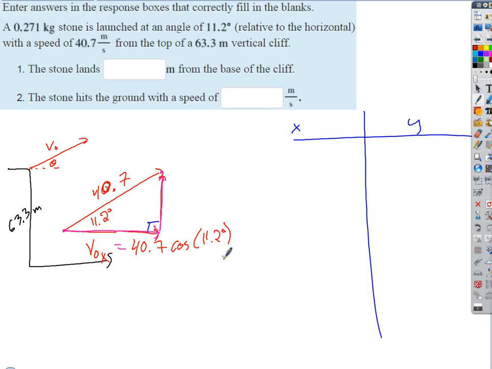So we can add that up here. We know that V naught stays the same, right? So really V sub x is always 40 cosine of 11.2 degrees, and that's constant the whole time. What else would we know? What's our initial horizontal position? So x naught is what? Zero, yeah. Eventually we're trying to find x, our final position, so it's supposed to be 40.7, right? 40.7, yeah.